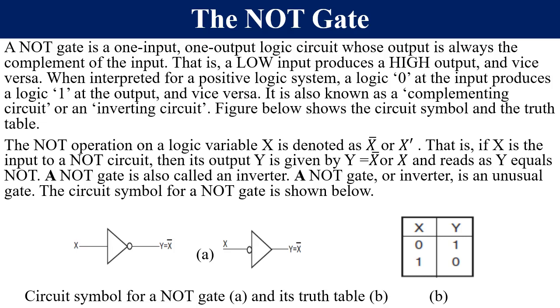Please take note of the truth table for a NOT gate. X is the input, Y is the output. So if X is equal to 0, Y will be high, which is a 1. If X is equal to 1, Y will be 0. So the output is always the opposite of the input.